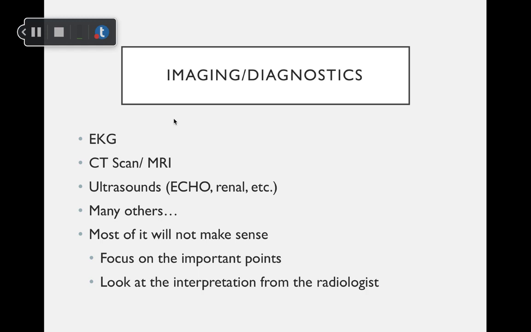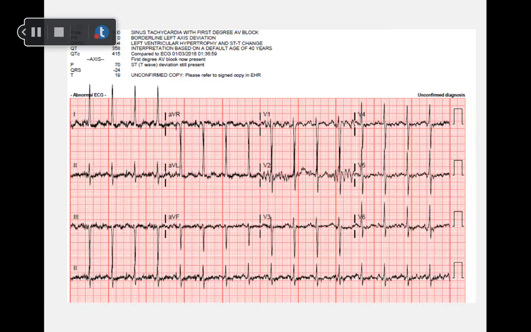The next part is probably something that all of us are a little bit more uncomfortable with, and this is the imaging and diagnostics. So certain things you can have here are EKGs, so looking at the electrical activity of the heart, CT scans and MRIs, ultrasounds looking at the echo or the heart function. You can have renal ultrasounds. There are a ton of other images that can be done, and honestly, most of it will not make a ton of sense to you. But there are important things that we can get from those, and I'll show you kind of here.